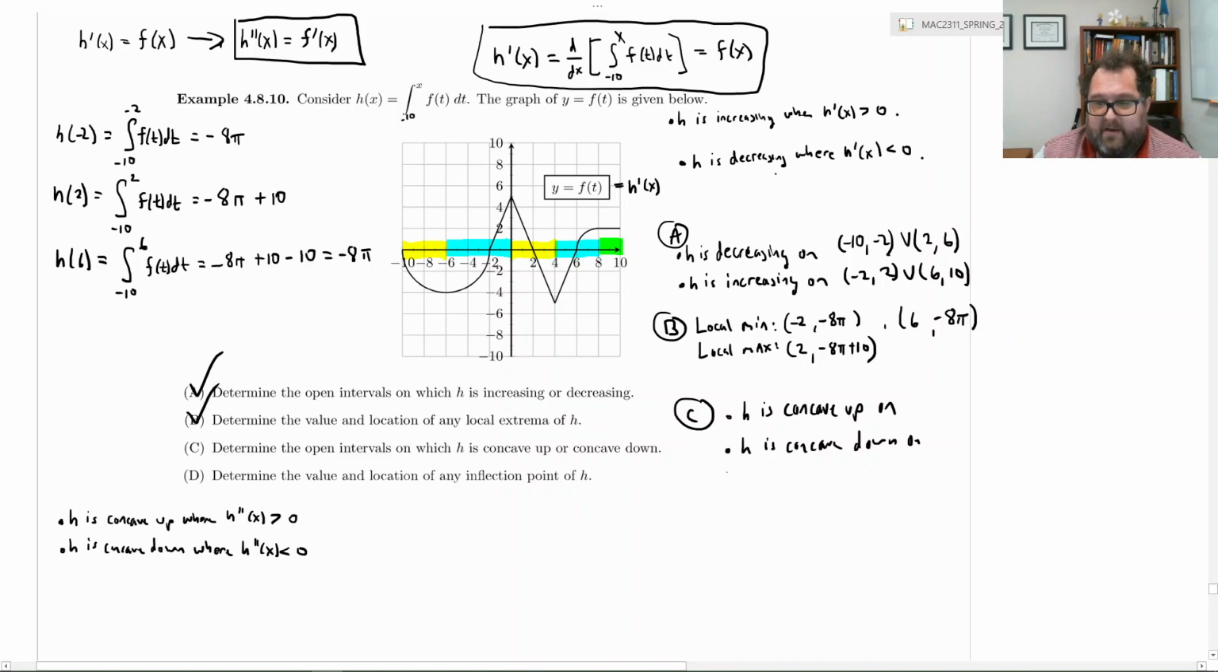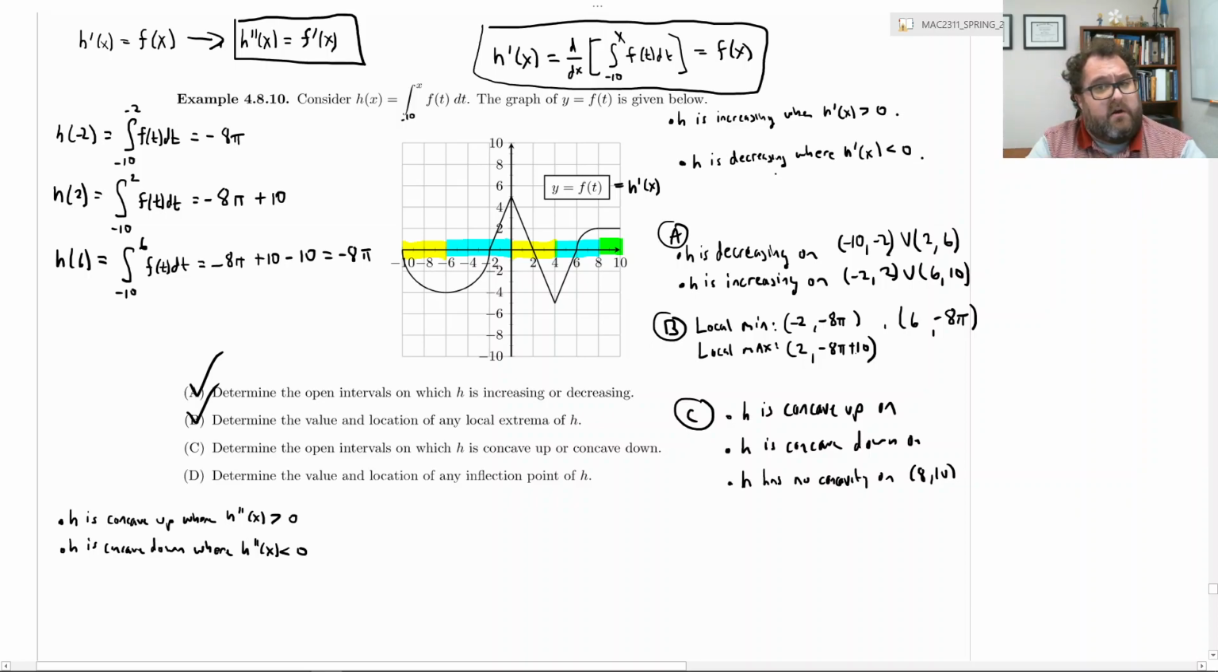So I guess we'll need to add a little bullet point here. H has no concavity on 8 to 10, because a linear function has no concavity. A straight line, in other words, it's not bending up or bending down. It's just a straight line. It's a linear function.